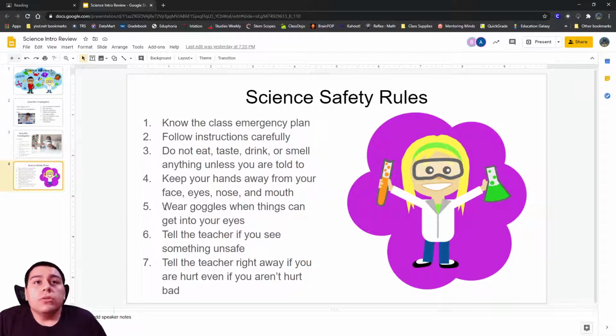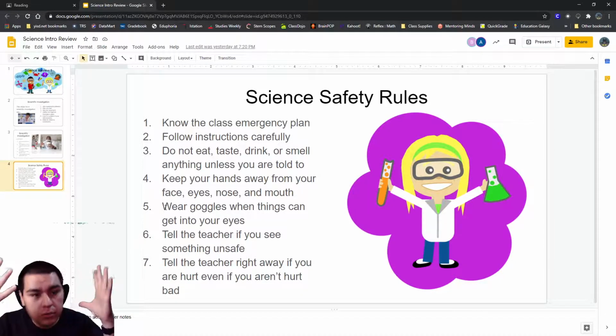Here we go. Wear goggles when things can get into your eyes. So that could also be for any kind of safety equipment. You wear goggles to protect your eyes. You wear aprons to protect your clothes. You wear gloves to protect your hands. So if there's any kind of danger to anything, if there's a danger to your clothes, wear an apron. There's danger to your eyes, wear goggles. There's danger for your hands, wear gloves.